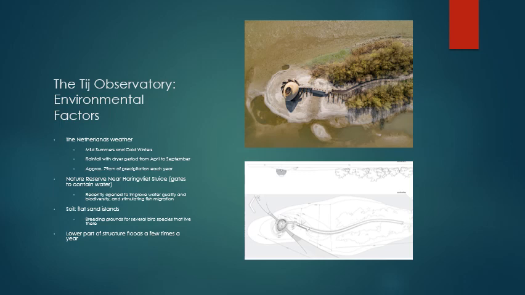Sluices are gates that hold back water, and these sluices have been recently opened to improve water quality and biodiversity and to stimulate fish migration. So when these waters are released, a few times a year, the water floods the lower part of this egg.